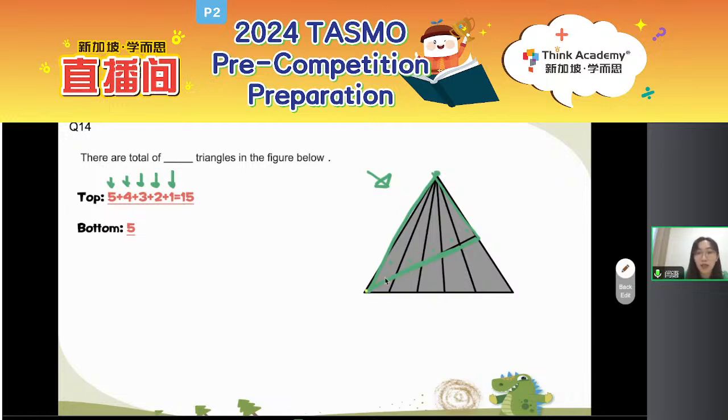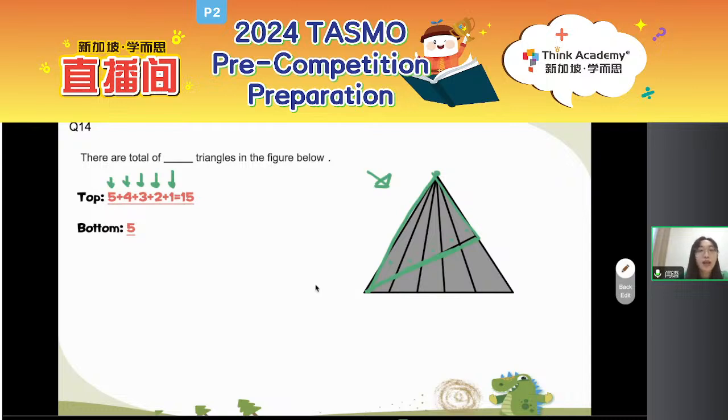Okay. And what about the 4? Combine 4 parts together. And what about the 5th one? The 5th one, you just combine everything at the bottom. So for the bottom part here, we have 5 triangles. But can we just stop here? Can we say that, okay, altogether there are 15 plus 5 equals 20?